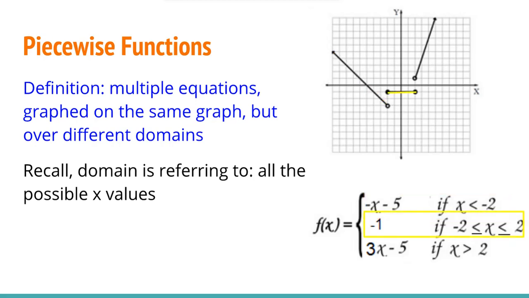The second rule is used when the x's or the inputs are between 2 and -2. Whatever the x value is, in this case, a -1 comes out. No matter what I put in, if it's between -2 and 2, a -1 is going to come out. The third rule is only used when x is greater than 2. If I put in an x value, an input, that's greater than 2, then I substitute it in for x. In this case, the rule is 3x minus 5.